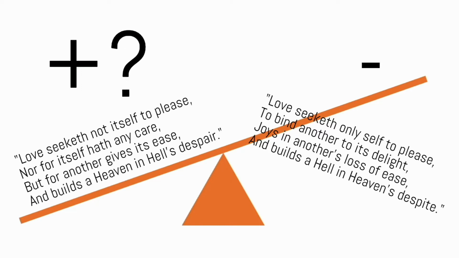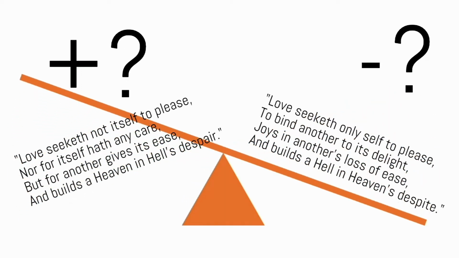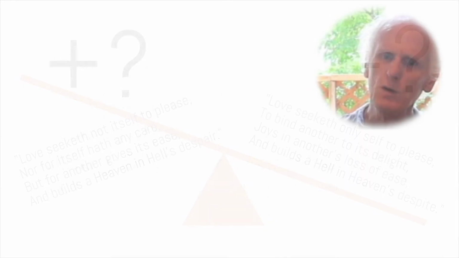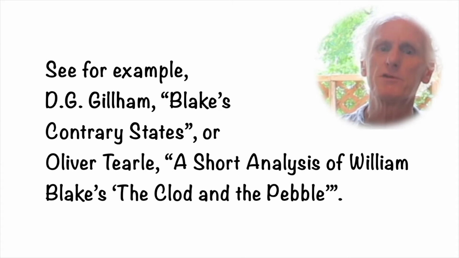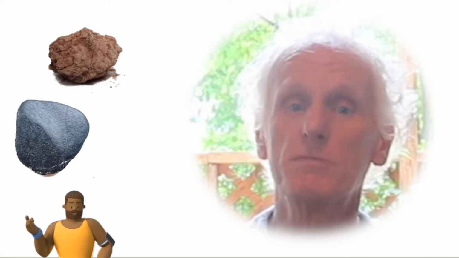But critics have often noticed that there's something spineless about the Clod, which allows itself to be trodden underfoot, even by those who care nothing for it. We can't assume that Blake approves 100% of the Clod, or that he disapproves 100% of the Pebble. What we can do is think about the two views of love and form our own point of view.